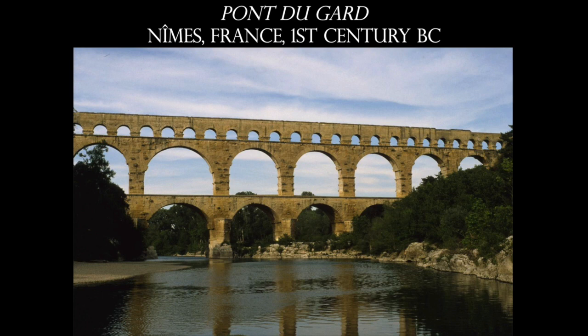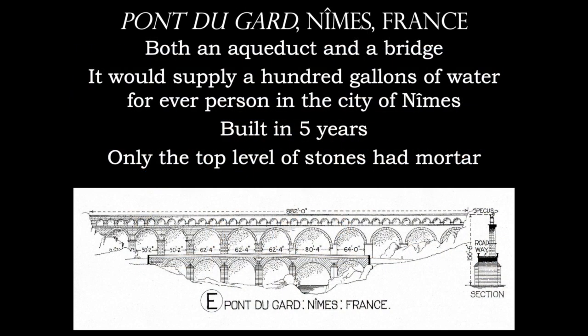It is a remarkable structure. It is roughly 180 foot tall, and it's about 800 feet in terms of width. It is not only a bridge, which is the main secondary level there, right above the water, but the very top level is an aqueduct, and it takes water basically 20 miles to the city of Nîmes. It was built in only 5 years, and only the top portion of it had any mortar, and that was, of course, to hold the water.